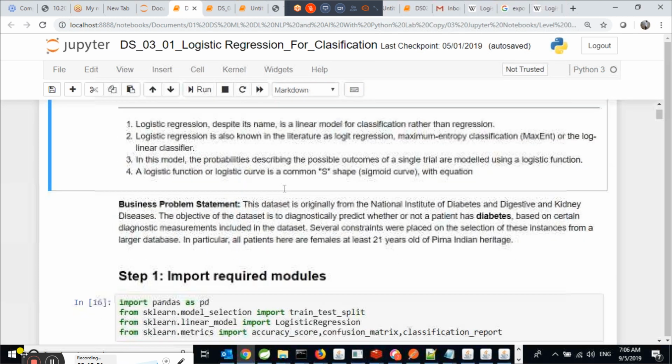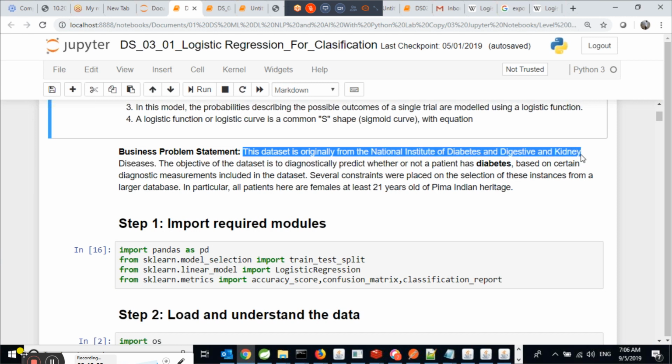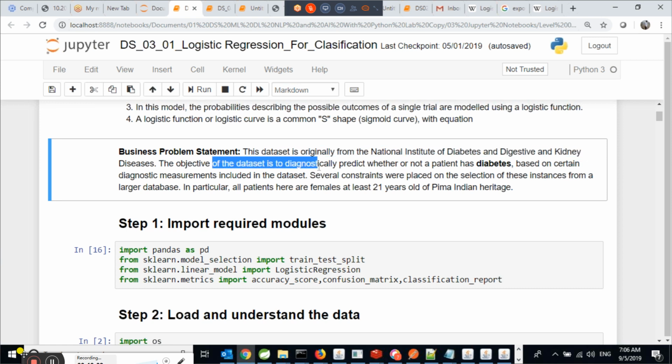So this is our business problem statement. What is the business problem statement? The dataset is originally from the National Institute of Diabetes and Digestive and Kidney Diseases. The objective of this dataset is to diagnostically predict whether or not a patient has diabetes. As we know, the output will be only one of two parts, diabetes positive or negative. That's why we can apply logistic regression here.